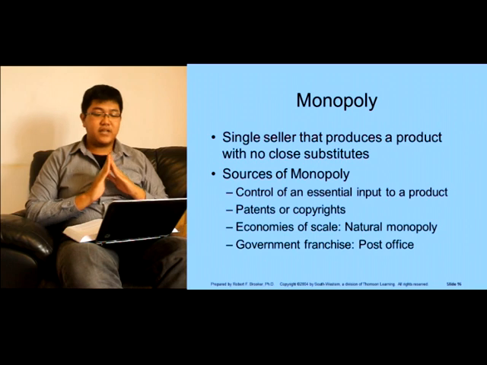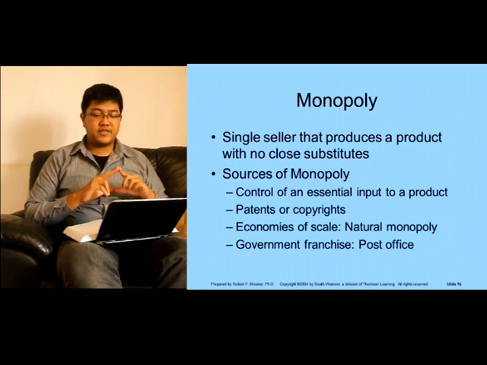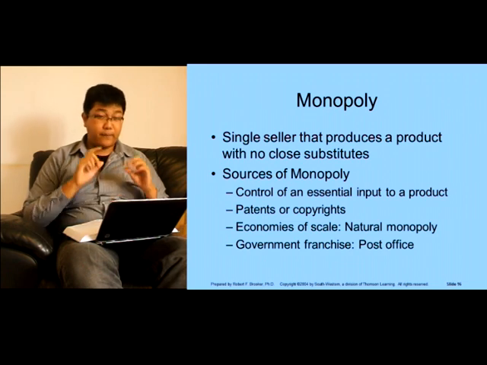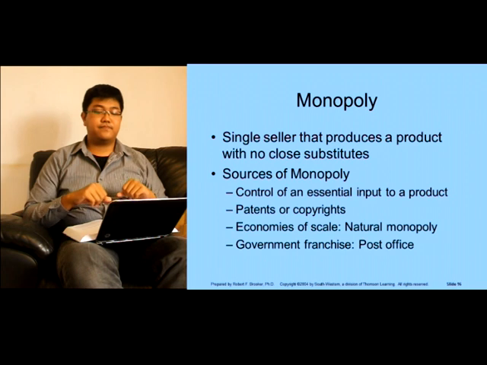Monopoly is where a single seller produces a product with no close substitutes. And the sources of monopoly are the control of an essential input for a product, patents or copyrights, economies of scale like natural monopoly, and government franchise like the post office.